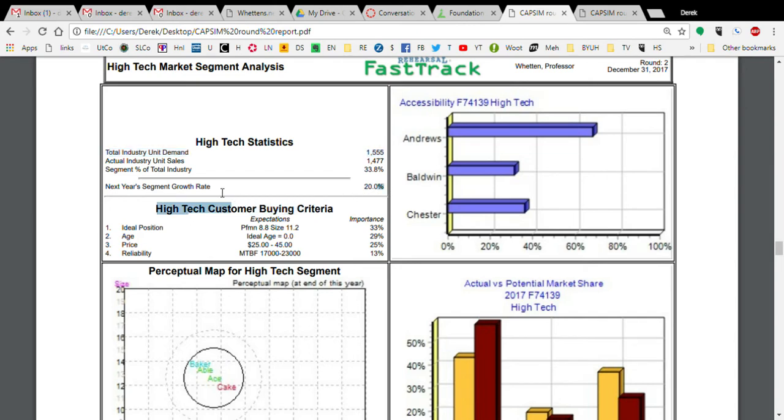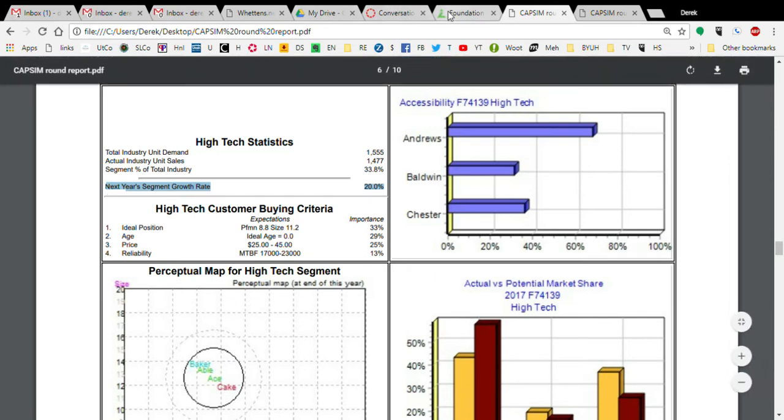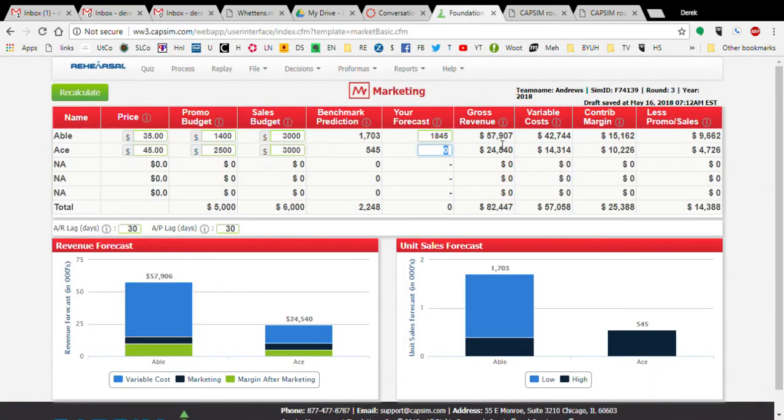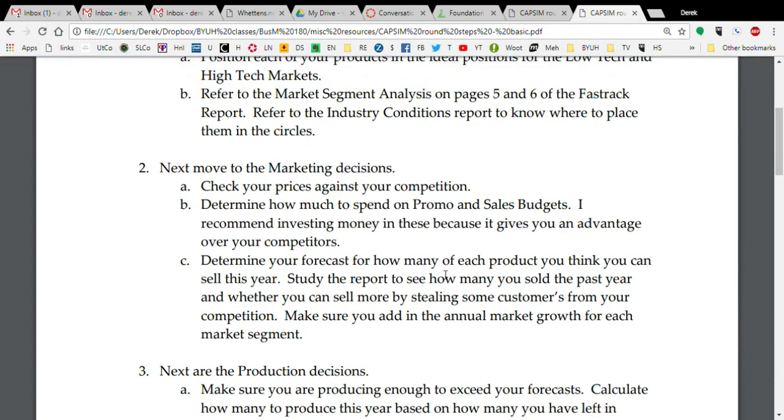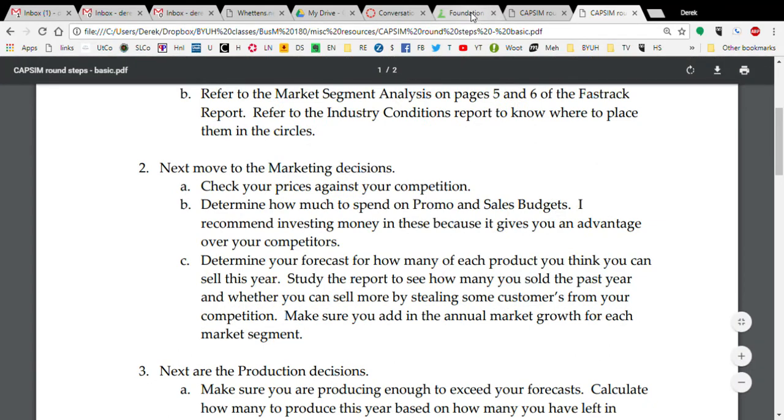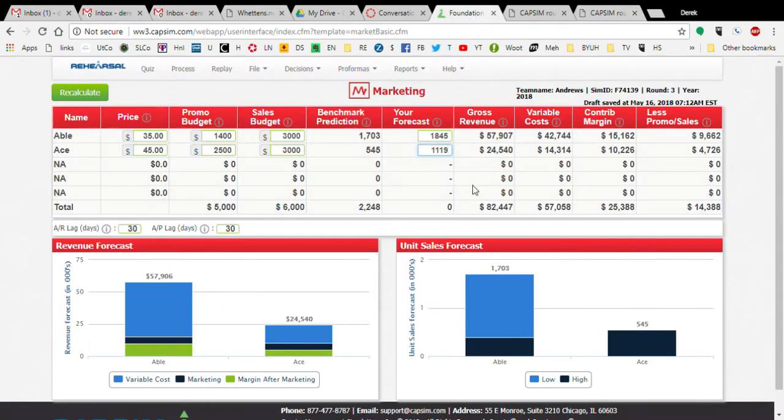And then the high tech, it grows 20% every year. So I'm going to add 20% to that. That gets me up to 1119. So those are my forecasts. If I had made enough last year, how much could I have sold? Plus, what's my growth rate? My 10% for the low tech, the 20% for the high tech. So now that I've got those numbers in, I'll recalculate. Those are my forecasts.